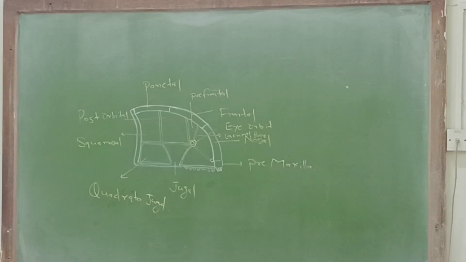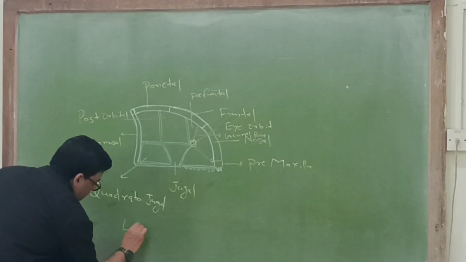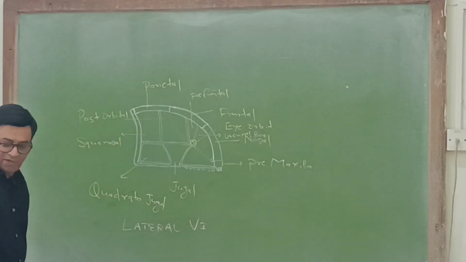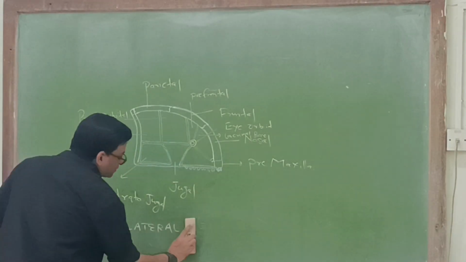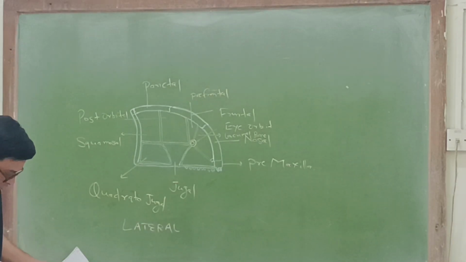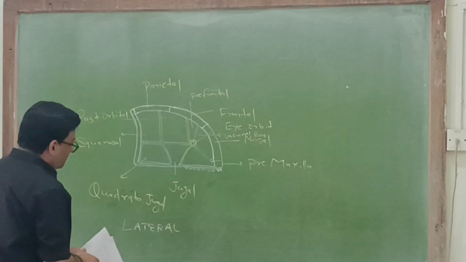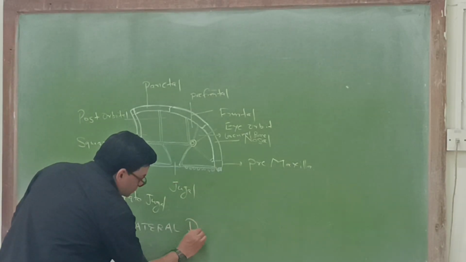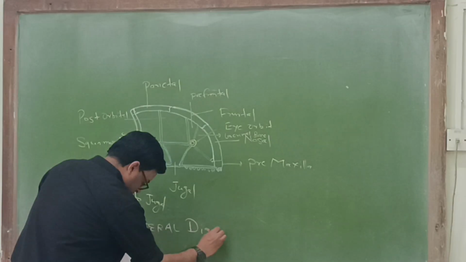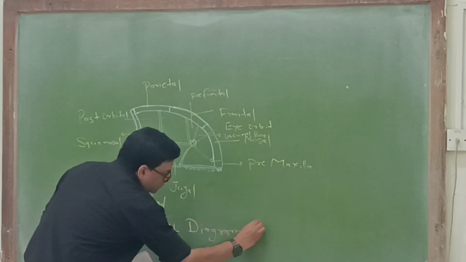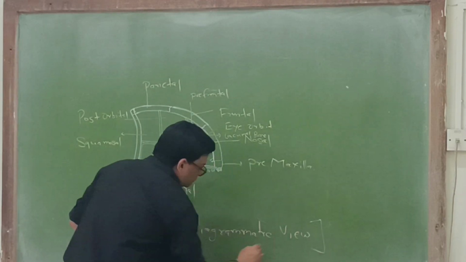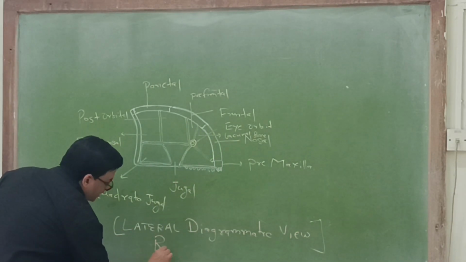This is a, write down, this is a lateral diagrammatic view. This is a diagram, this is not an actual skull. We are making the diagram. So this is nothing but the lateral diagrammatic view of the reptilian skull. So write down lateral diagrammatic view of what? Reptilian skull.